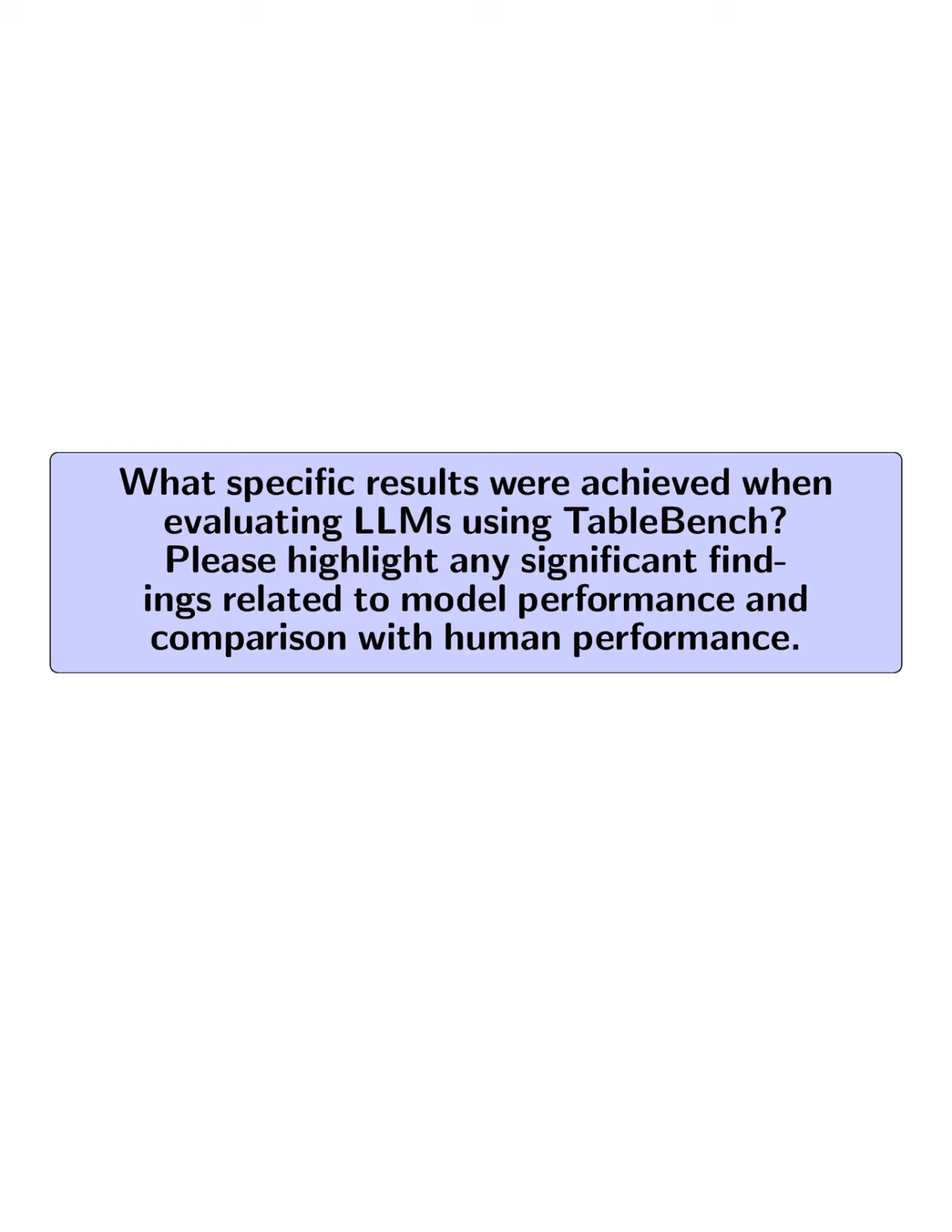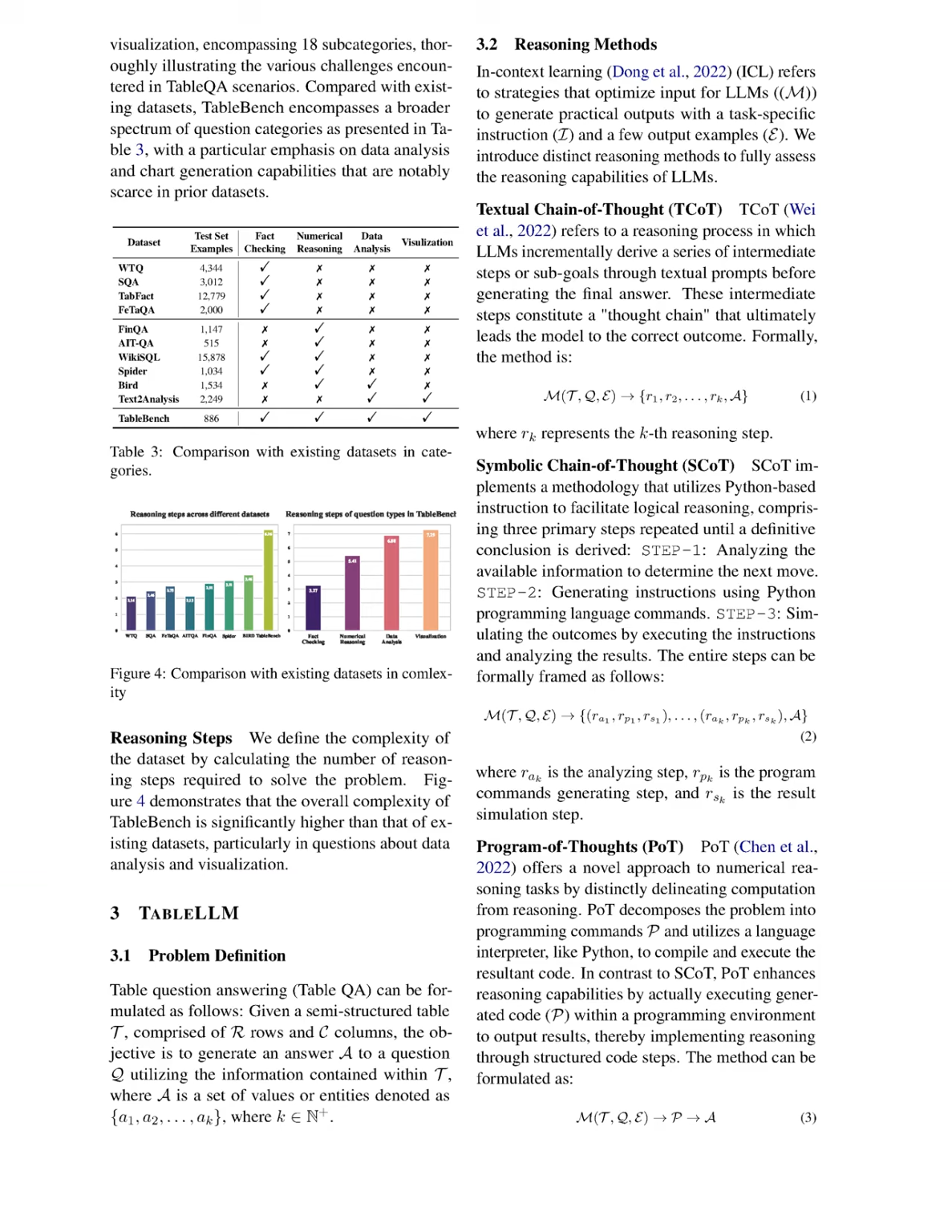What specific results were achieved when evaluating LLMs using TableBench? Please highlight any significant findings related to model performance and comparison with human performance. When evaluating LLMs using TableBench, it was found that GPT-4 outperformed other models in numerous tasks, particularly in complex reasoning scenarios, demonstrating commendable performance in numerical computation and analytical tasks. However, despite these advancements, all evaluated LLMs, including GPT-4, fell short of human performance, indicating a significant gap in capabilities.